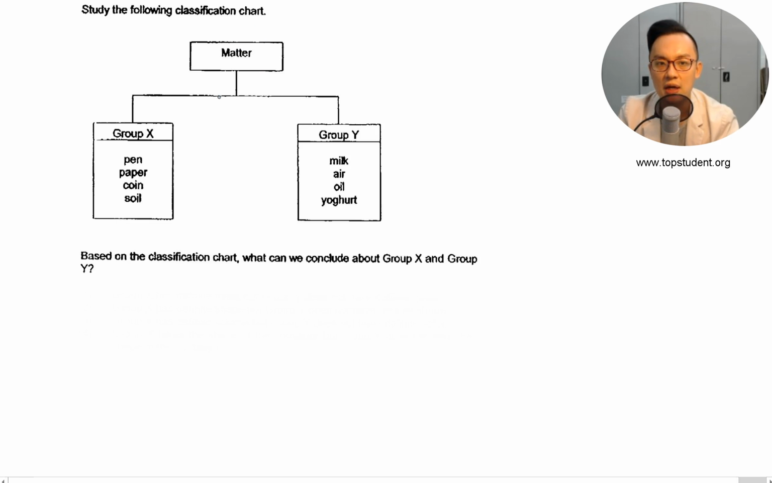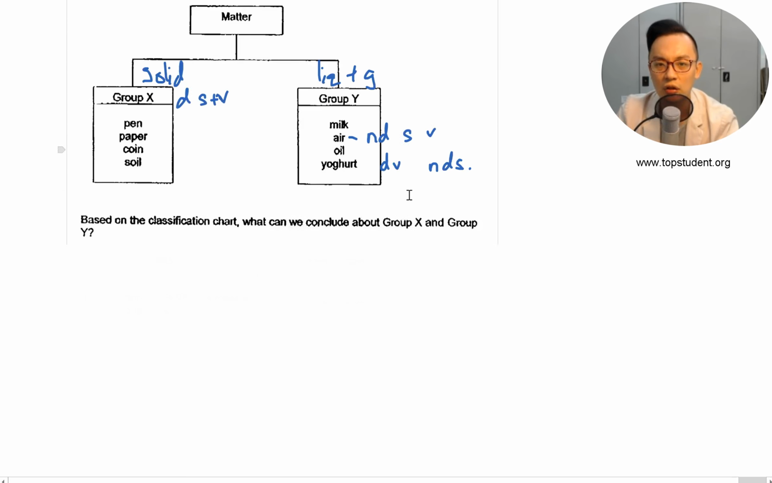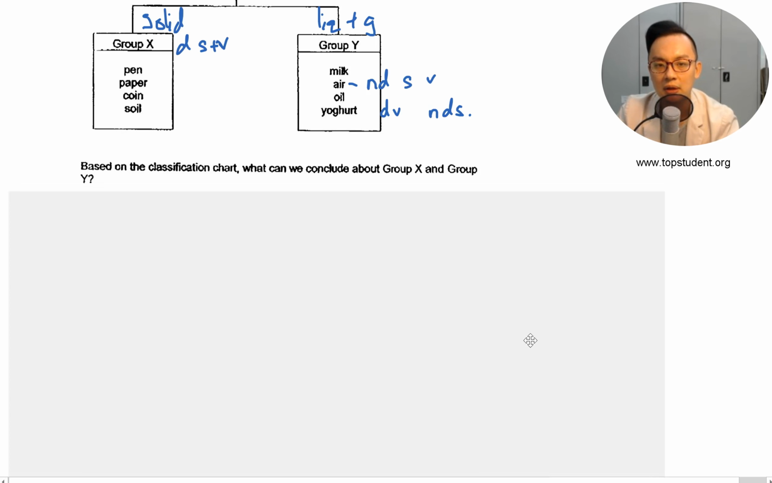Study the following classification chart. Some matter: pen, paper, coin, soil. So these are solids. Milk, air, oil, yogurt. So this is liquid plus gas. Based on the classification chart, what can we conclude about group X and group Y? Group X has definite shape plus volume. Group Y has only the air with no definite shape and volume, while milk, oil, and yogurt have definite volume, but no definite shape.